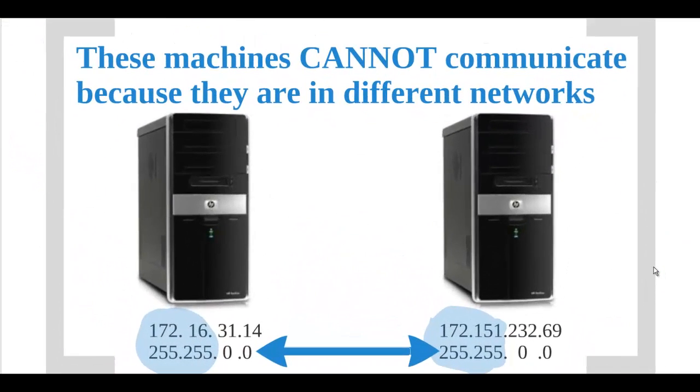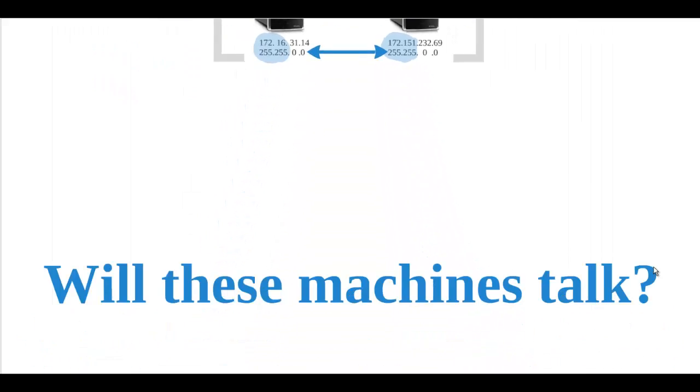These two machines here cannot. Look at their net IDs. 172.16 identified by the 255.255.0.0, and we have 172.15 identified by the same subnet. Those net IDs do not match. Those machines will not talk to each other. But they start with a 172. No, the net ID does not match. Just because the first number matches does not mean they can talk.